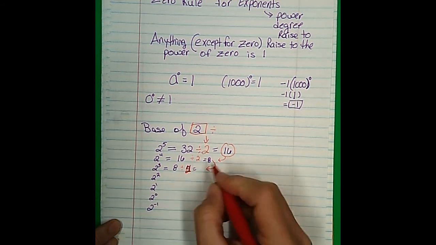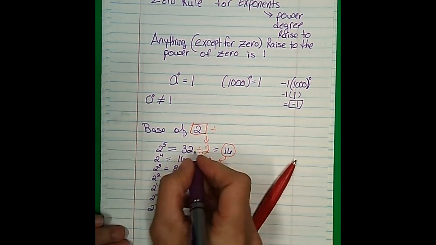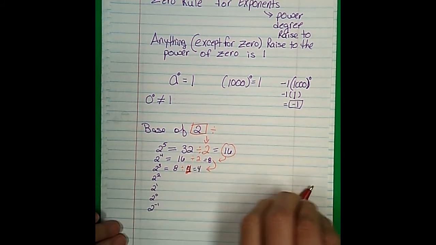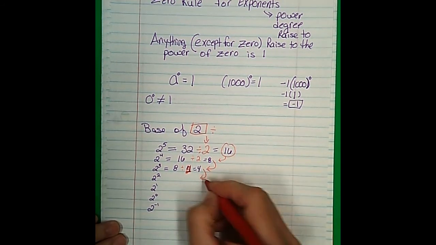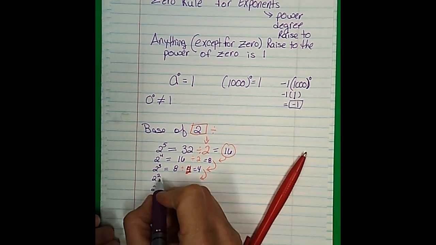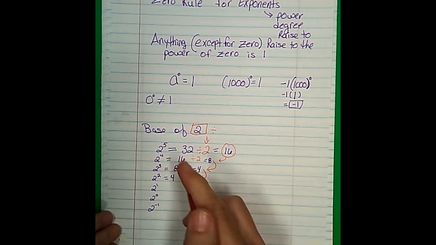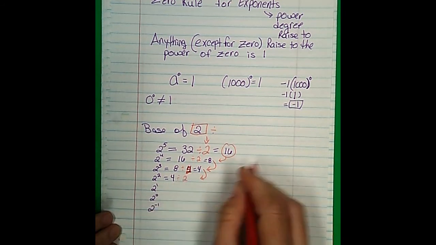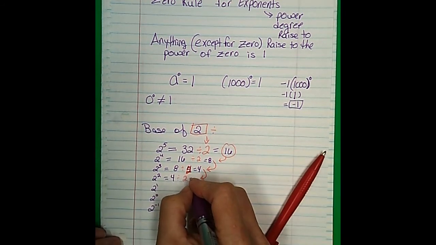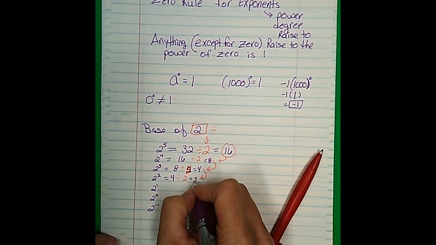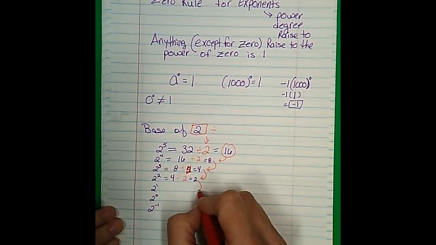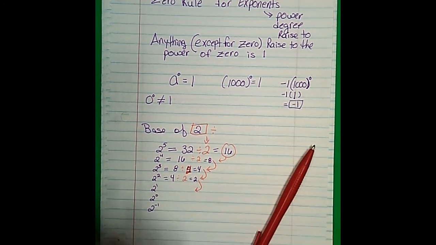Okay, so that's 2. So 8 divided by 2 is 4. So this should be 2 squared. Let's look. 2 times 2 is 4. So let's divide that by 2. Let's divide it by the base. And that should give me, 2 goes into 4 2 times. That should give me 2 to the 1st. That is correct because 2 to the 1st is 2.